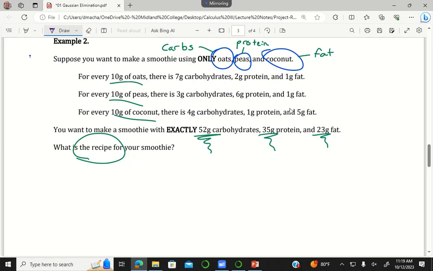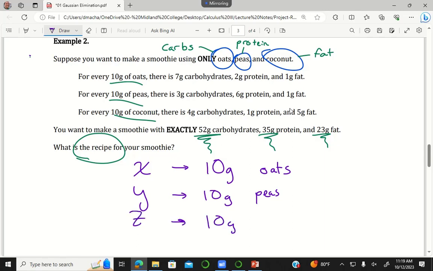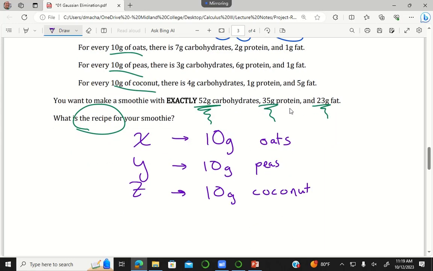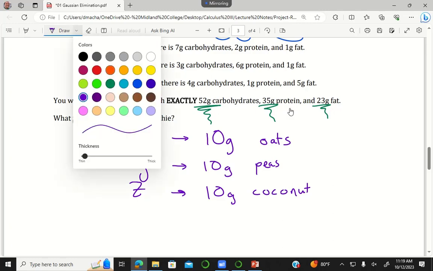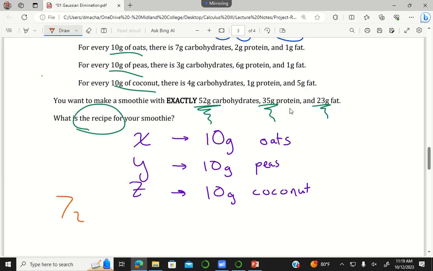We're going to say that X represents 10 grams of oats, Y represents 10 grams of peas, and Z represents 10 grams of coconut. And then I'll write this system of equations. We're going to say that 7x plus 3y plus 4z is equal to what? 52. Why is it 52, Blake?